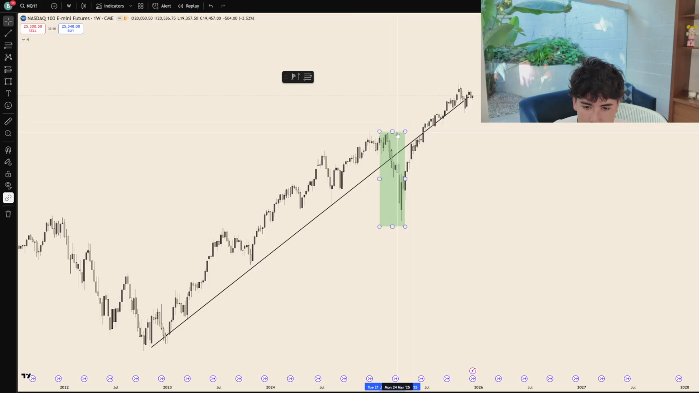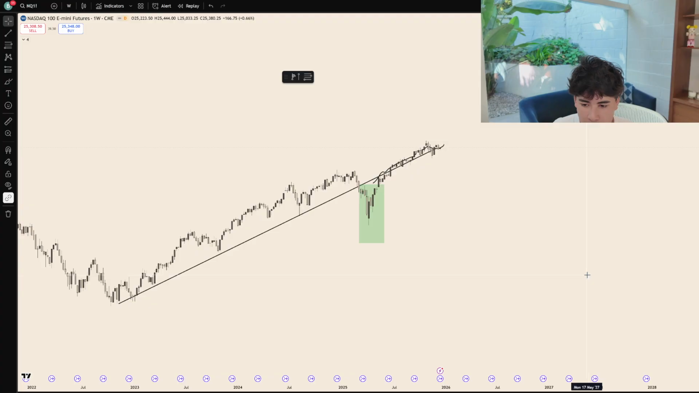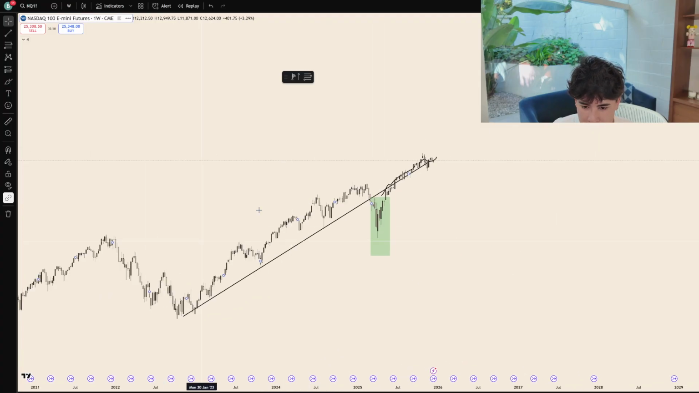So this is going to be our deviation of this trend. And then we came back above it and started to trade above it. So this is a perfect high time frame example of a bullish trend deviation. We can see we are in this massive trend from literally 2022 all the way to 2025.